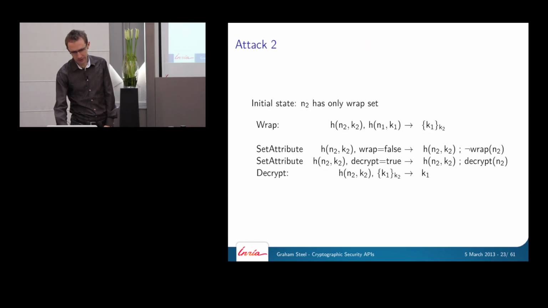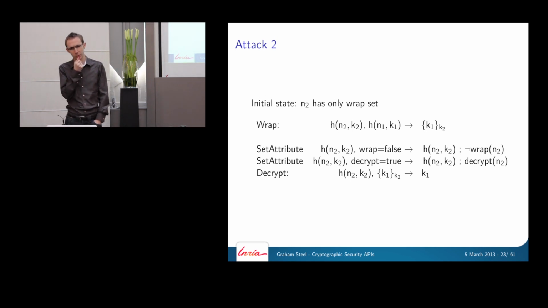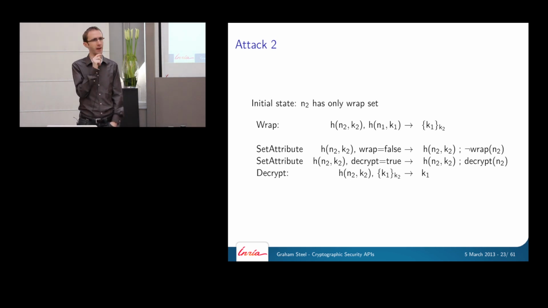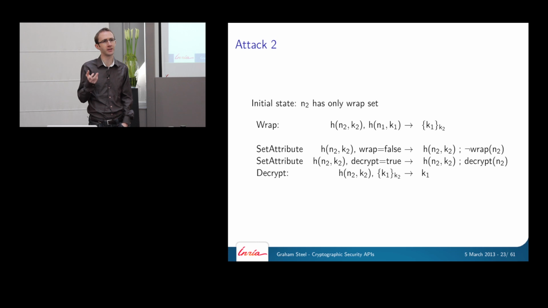Well, unfortunately not. Imagine that we have some handle N2 pointing to a key that only has the permission to do wrap. This is how I'm going to get around that rule with the templates and still be able to effect the attack. First of all, I'm going to do the wrapping that I want to do to make my attack later. So I'm going to wrap key 1 under K2. Then I'm going to set the attribute wrap to false on the handle N2. Then I'm going to separately set the attribute decrypt to true. And notice that by doing that, I never broke the condition, because I never had a template on the device that had both wrap and decrypt at the same time.